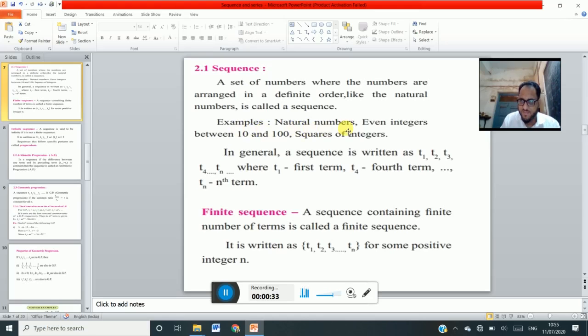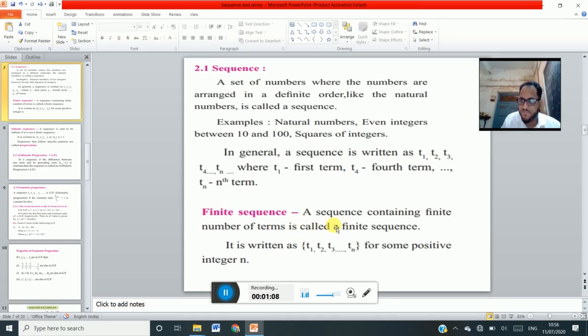Examples: natural numbers, even integers between 10 and 100, squares of integers, right? In general, a sequence is written as t1, t2, t3, t4, t5, up to tn, where t1 is the first term, t3 is the third term, t4 is the fourth term, t5 is the fifth term, and tn is the nth term. Okay, so this is actually the sequence. Then sequences are of two types: first is finite sequence and second is infinite sequence.